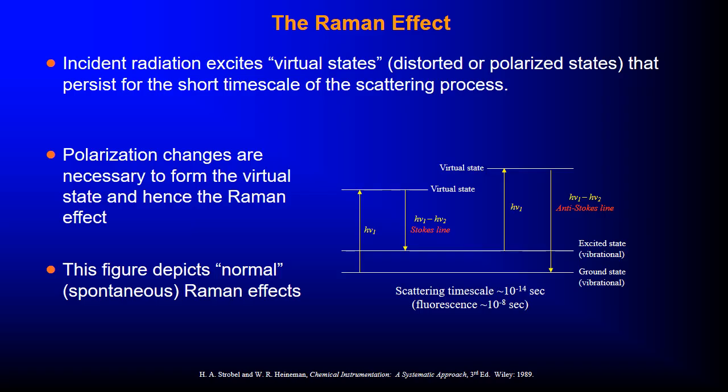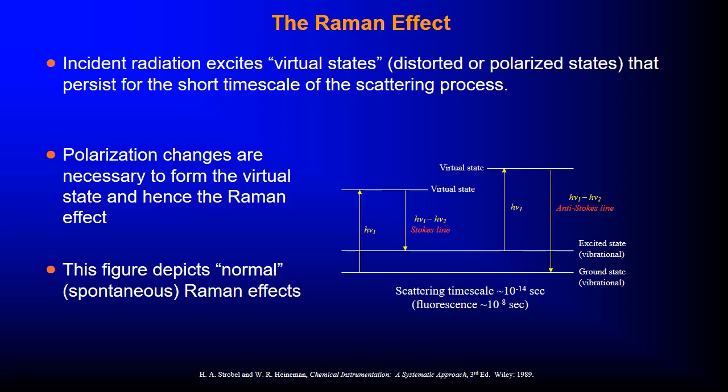The Raman effect: incident radiation excites virtual states, what you would call distorted or polarized states, that persist for the short time scale of the scattering process. So polarization changes are necessary to form the virtual state, and hence the Raman effect. This you can see in this figure here.